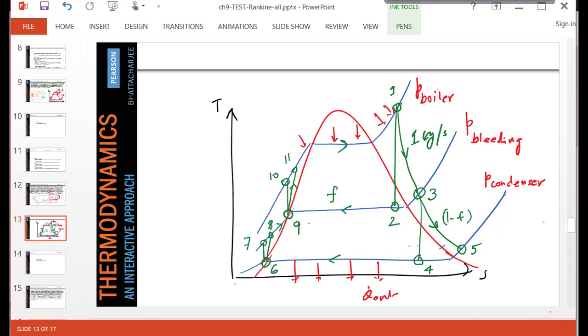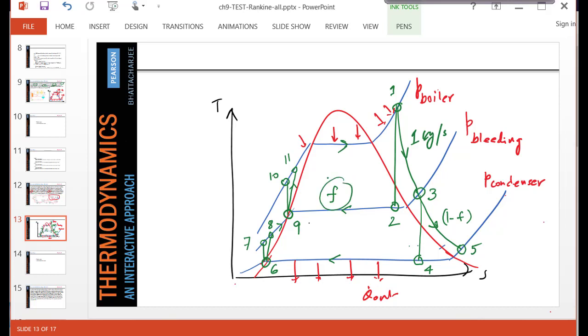But after the first pump, from state 8, as you can see, the liquid goes to the feedwater heater, just as the bled steam from state 3 is coming from the turbine and goes to the feedwater heater. And the condition of the bleeding is that the exit state 9 must be saturated liquid. That gives us the clue of how to find F.